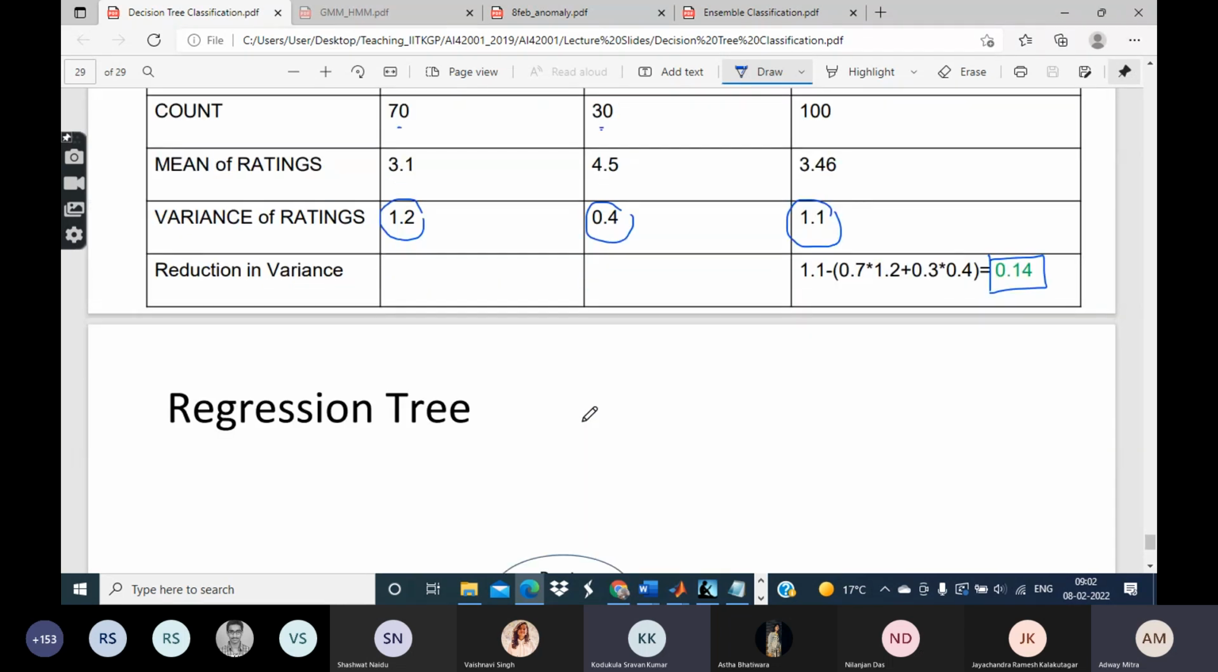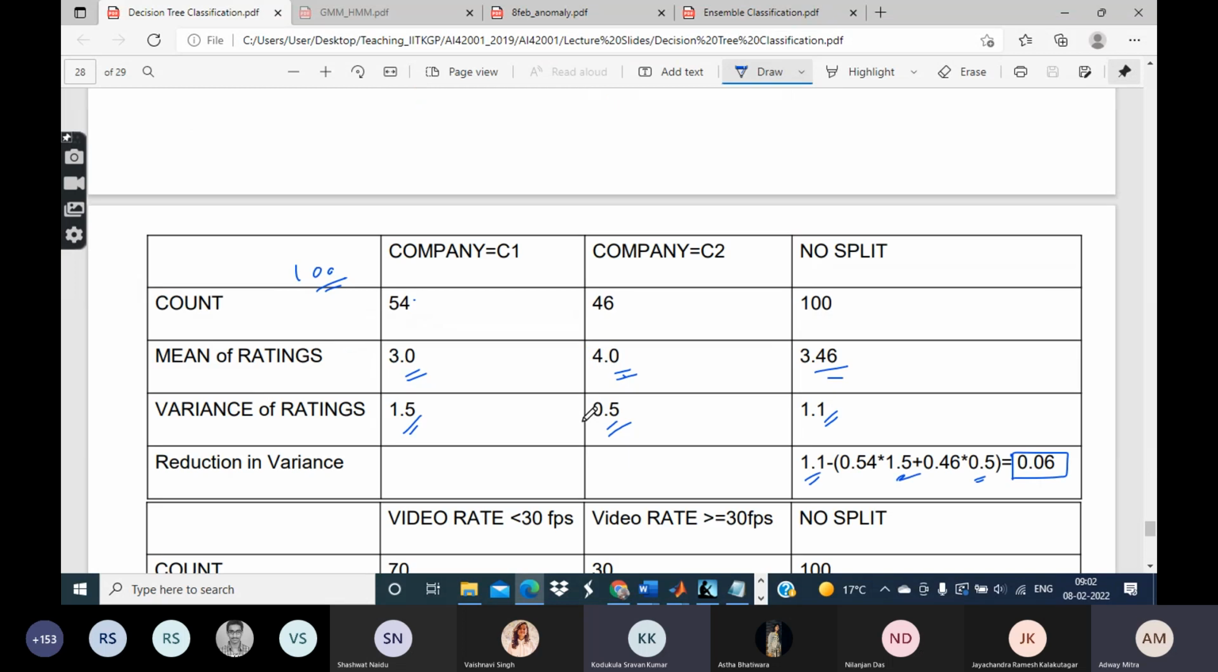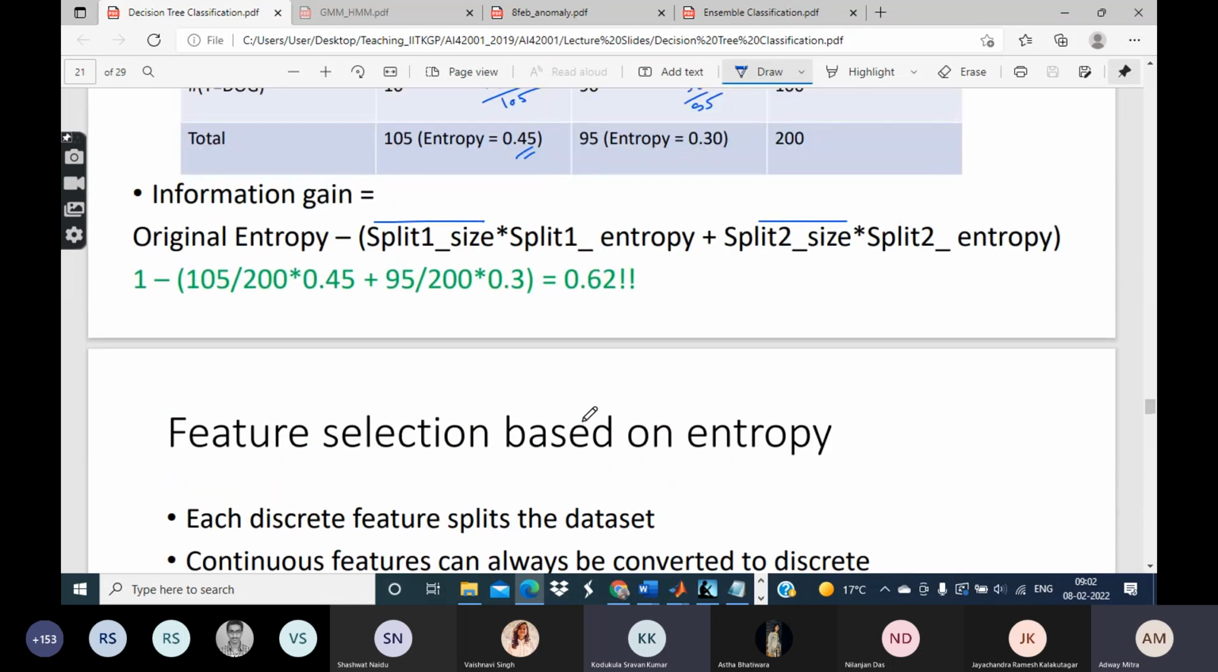Okay, so this is the decision tree algorithm. Now we will take a 5-minute break as it is 9 o'clock. After that, we will move to another topic.